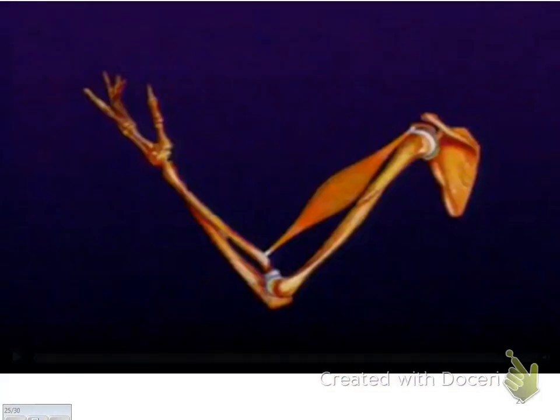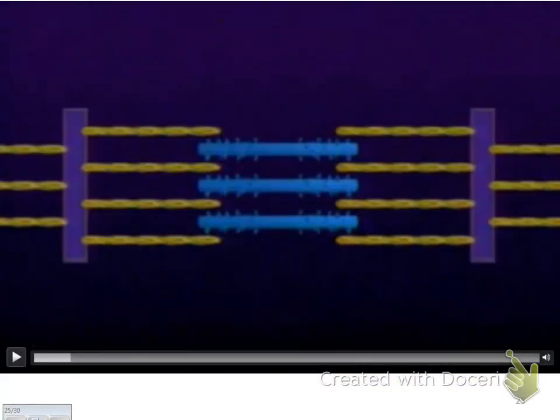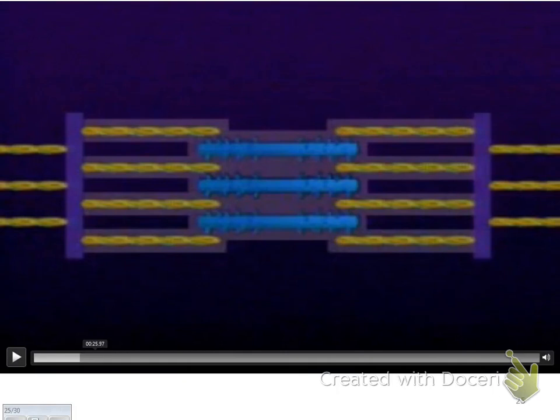Okay, so one thing I just wanted to add in right here. Muscles always pull.